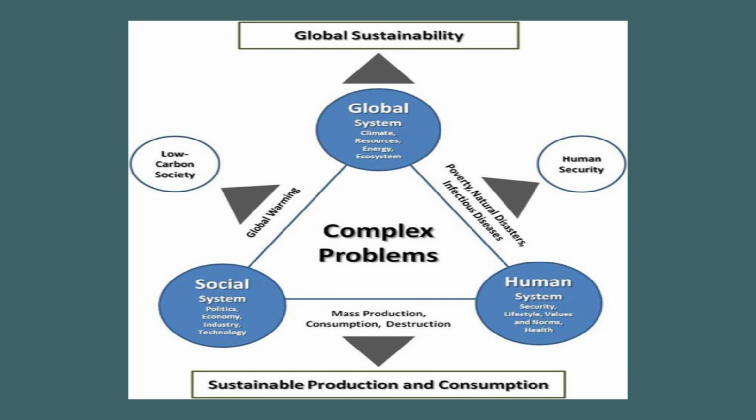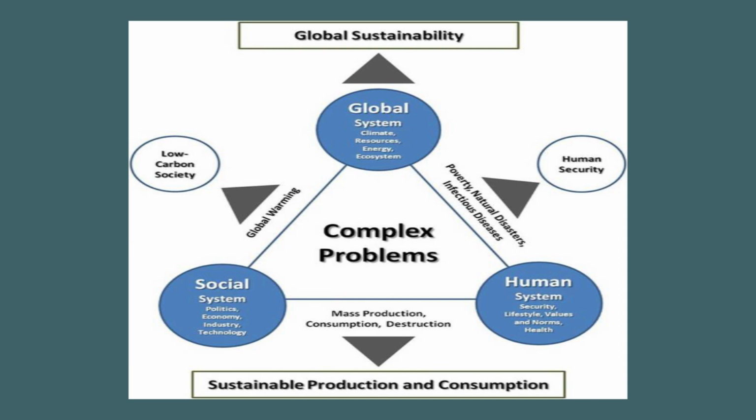Because of this social system, it directly affects the environment, that is, the global system: climate, natural resources, energy, ecosystem, etc. That directly leads to different impacts, like global warming, the ozone hole, and many more issues. So this is how these three systems interact with each other. This is how they are interlinked.